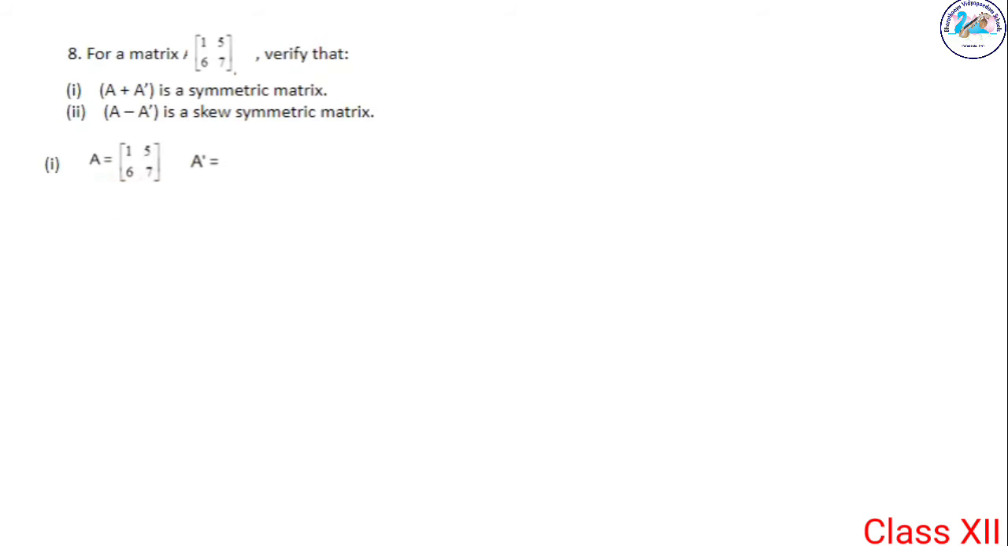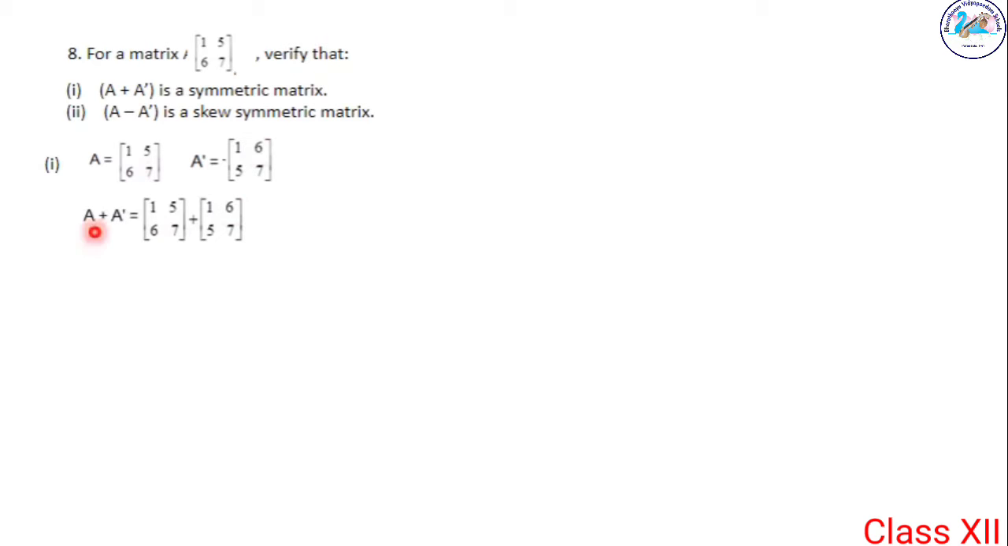For a matrix A is equal to 1 5 6 7, verify that A plus A transpose is a symmetric matrix and A minus A transpose is a skew symmetric matrix. Simple. Just we have to take the given matrix A is equal to 1 5 6 7. Then we have to go for A transpose, that is equal to first row 1 5 will come here as the column, 6 7 will come here as the column. So A and A transpose is ready here.